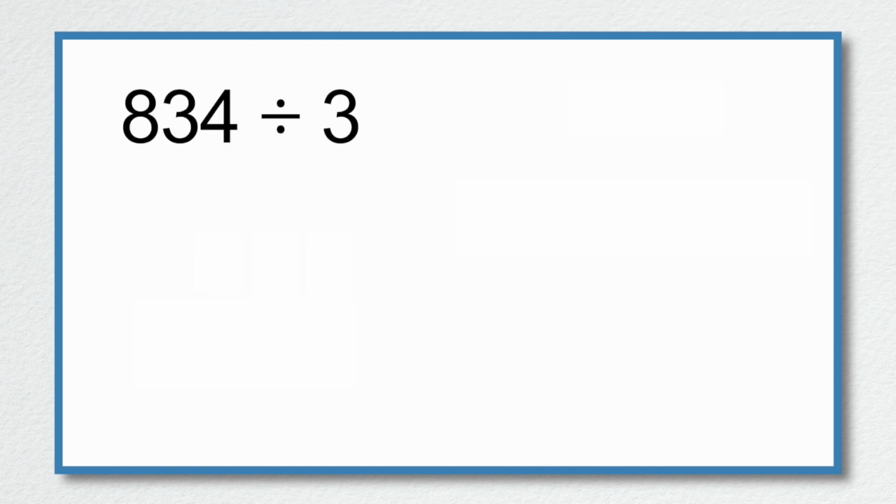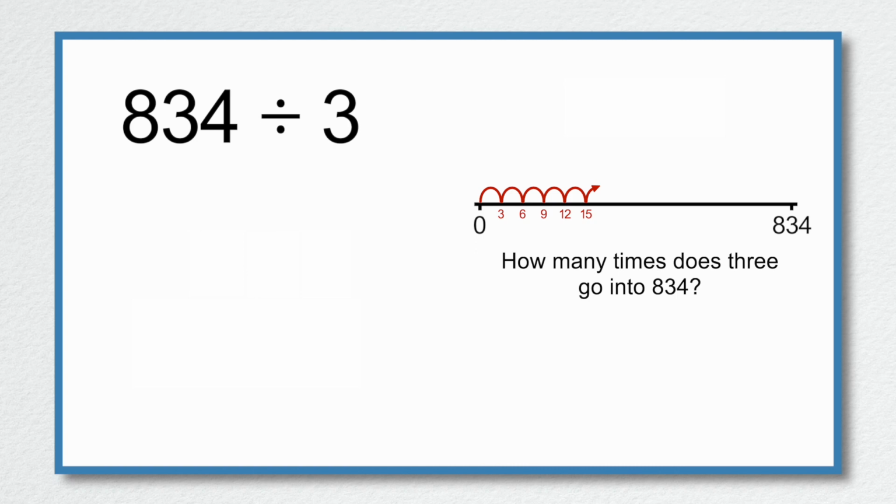So let's look at this question here, 834 divided by 3. Before we delve into solving the problem, let's think about what the problem is saying. It is saying how many times does 3 go into 834? Looking at this on a number line, here's 0 and here's 834. How many lots of 3s will it take to get me up to 834? So 3 multiplied by something is going to equal 834. And by doing this division, we're going to work out what that something is.